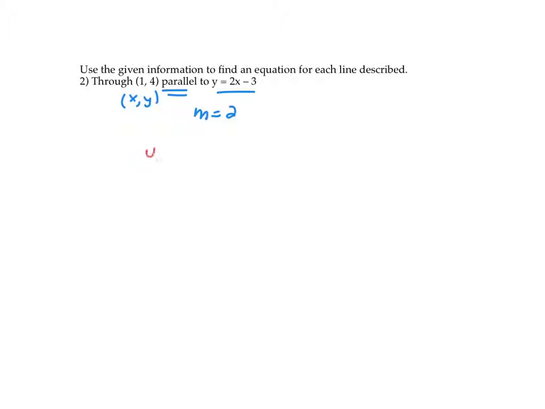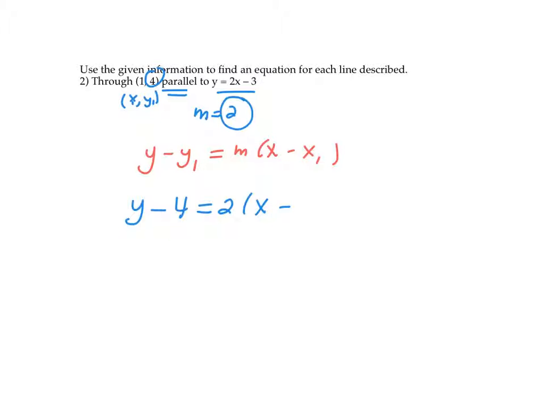Start off with point-slope form: y minus y1 equals m times x minus x1. It'll be easier if you think about this point as being x1, y1. So plug in that information. We want y minus our y1 value, which is 4, equals m, our slope, which is 2, times x minus x1, which is 1.